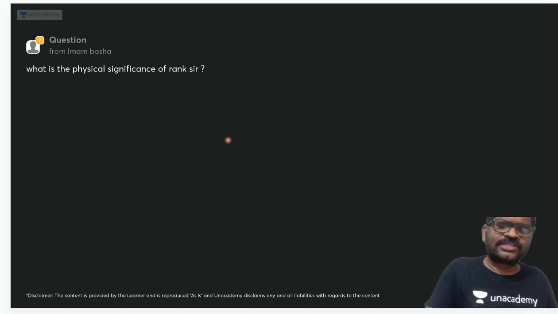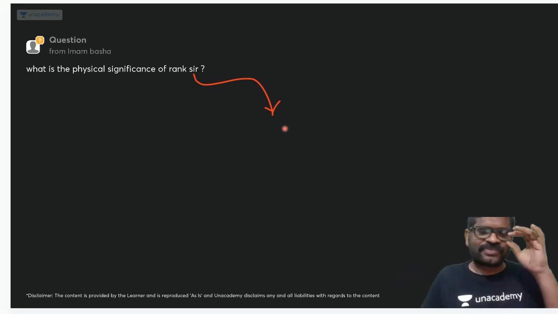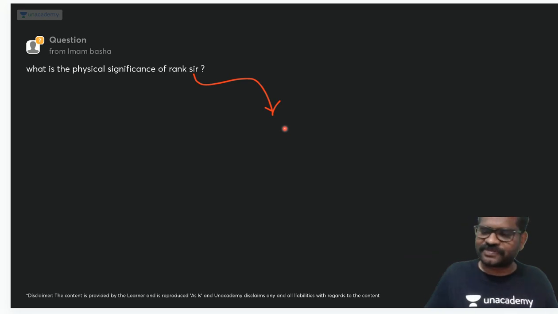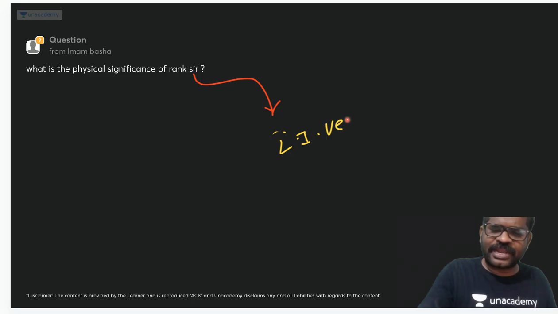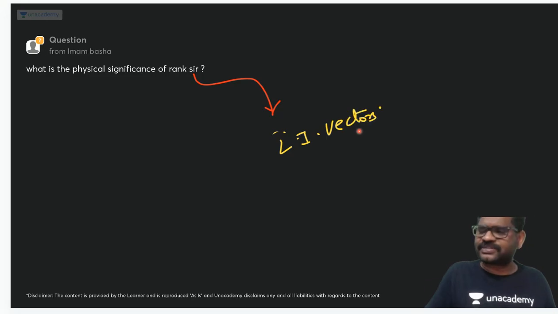Sir, what is the physical significance of rank? Got the clarification? What is the physical significance of rank? Rank represents the number of linearly independent vectors.